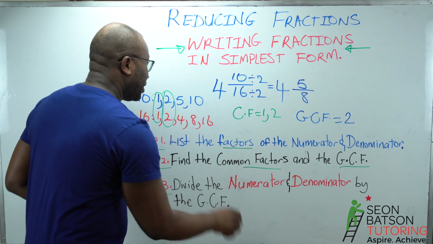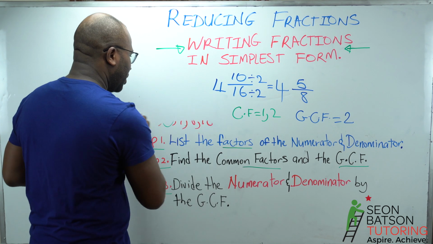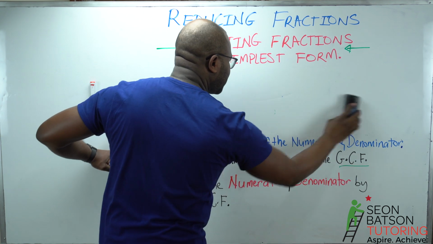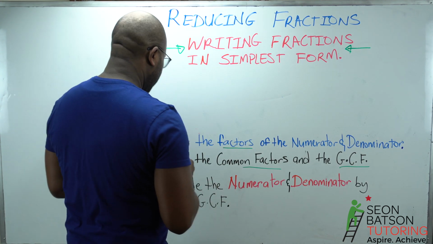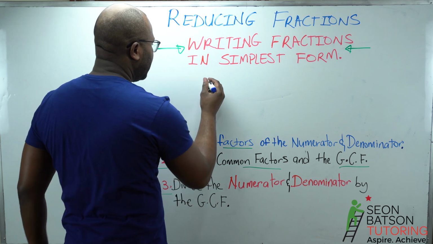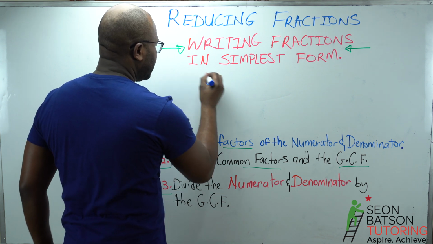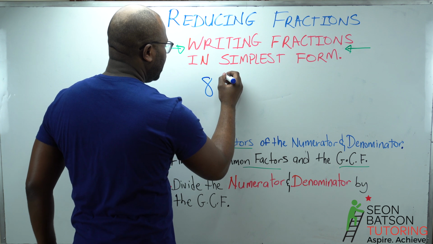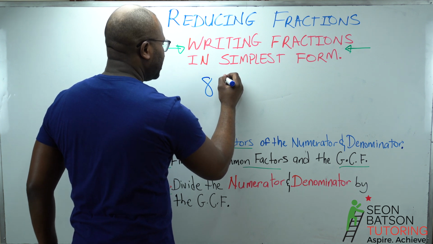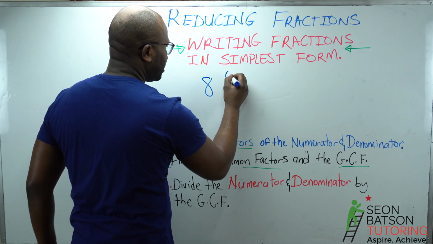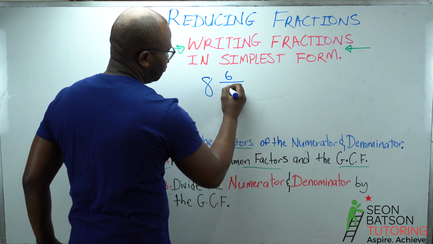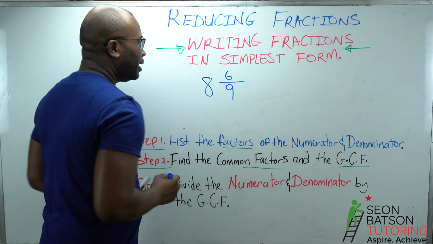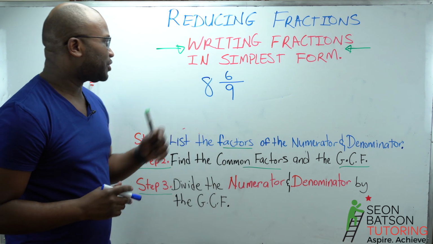Now, I'm going to give you guys a chance to try another one on your own. Let's see what you guys will come up with. Let's say we have 8, and let's try 6 over 9. Give this one a try.